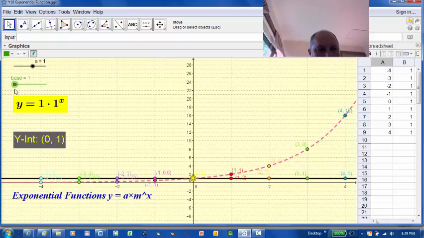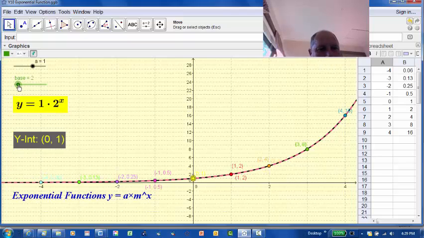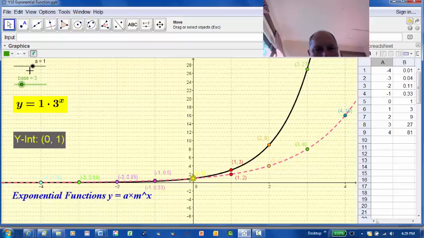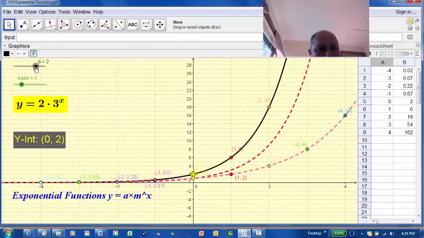Next part of the video is we're going to look at changing the value of a. I think in your notes we start with y equals 2 times 3 to the x. The red graph is the graph of y equals 1 times 3 to the x. This is the graph that we've got here in the rule, 2 times 3 to the x. And you can see that the graph is twice as high. It's been stretched up by 2, because this value here is 2.9, and now it's 2.18.